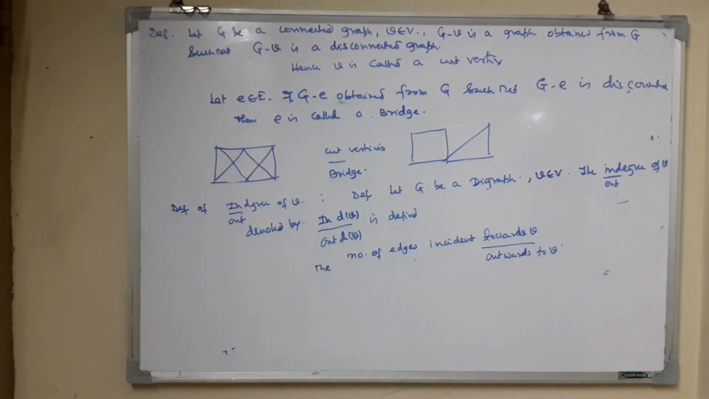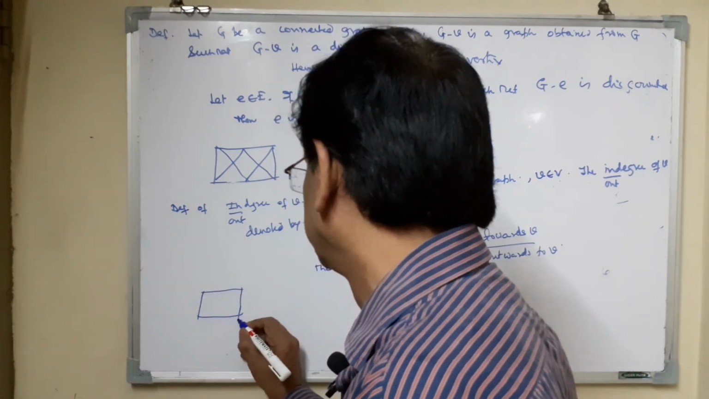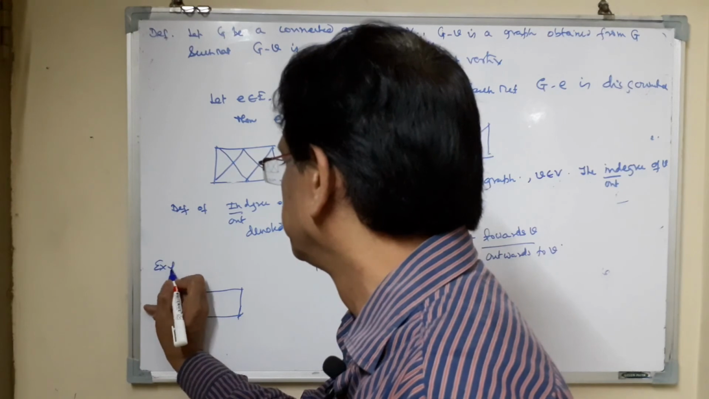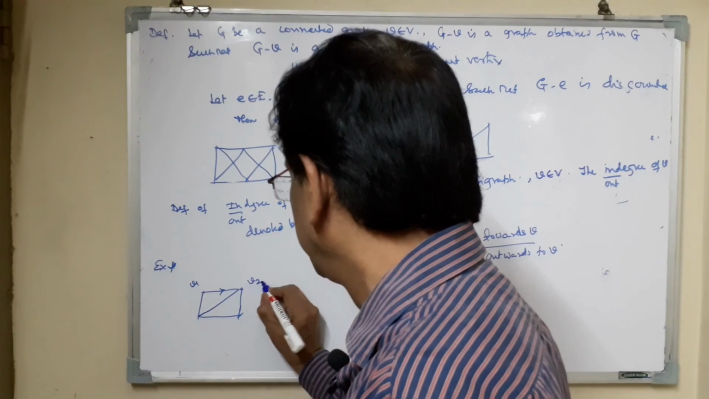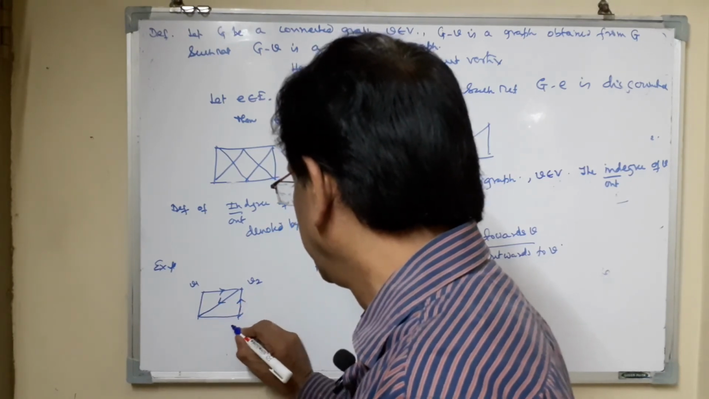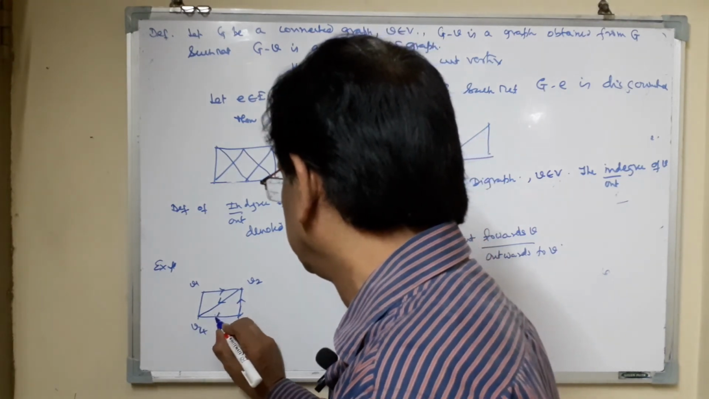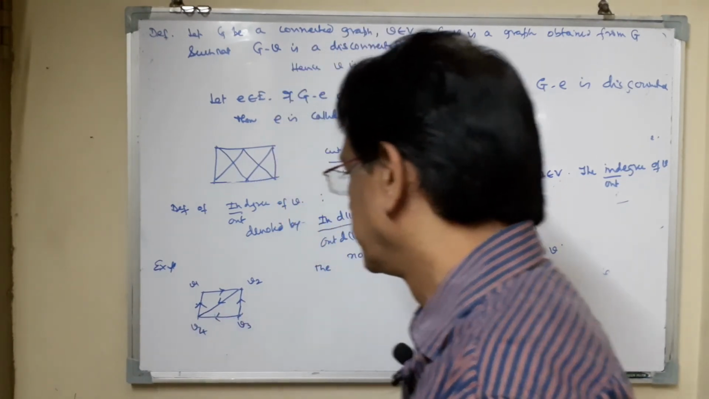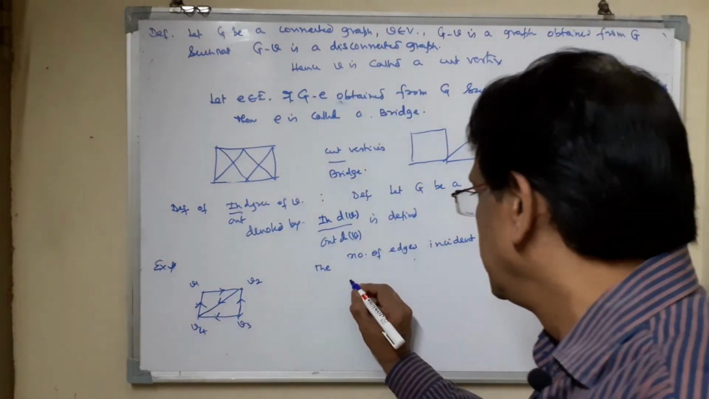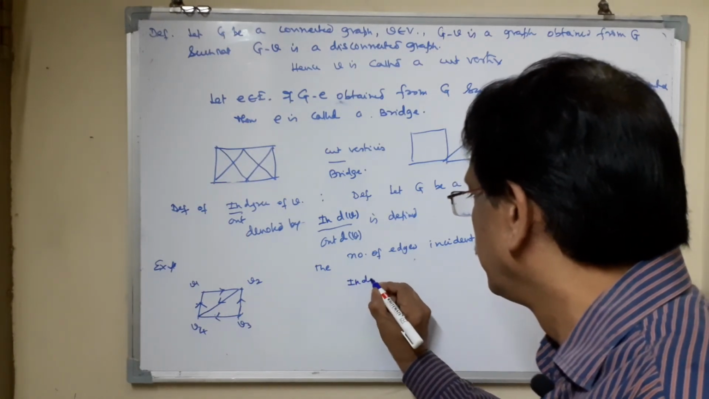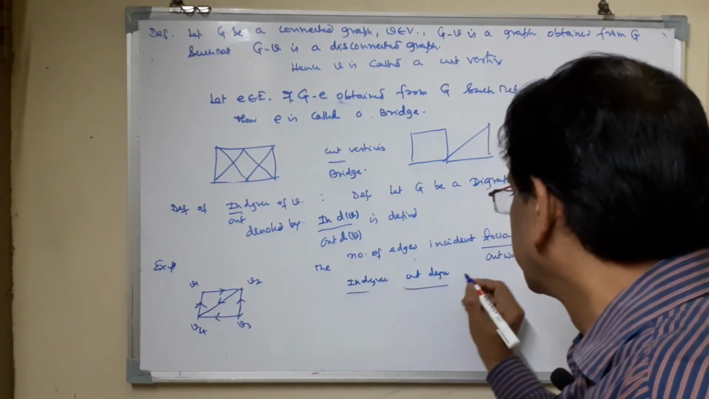Now we'll finally look into an example. V1, V2, V3, V4, these are the arrows. Now let us calculate the in degree and out degree. In degree plus out degree is degree.